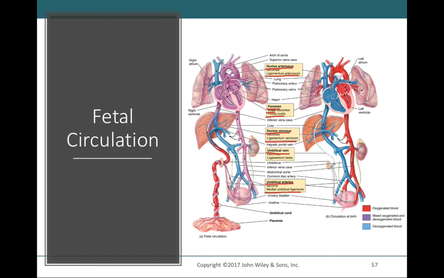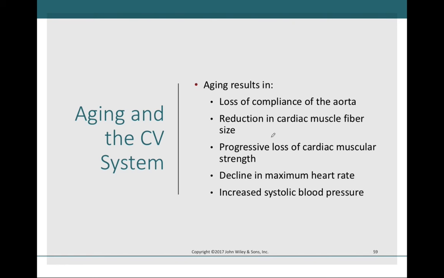So each of these embryological remnants is going to sound very similar to the actual embryological structure that we saw in the fetal circulation. The ligamentum arteriosum is going to be coming from our ductus arteriosus, the foramen ovale is going to become the fossa ovalis, and the ligamentum venosum is going to come from our ductus venosus.